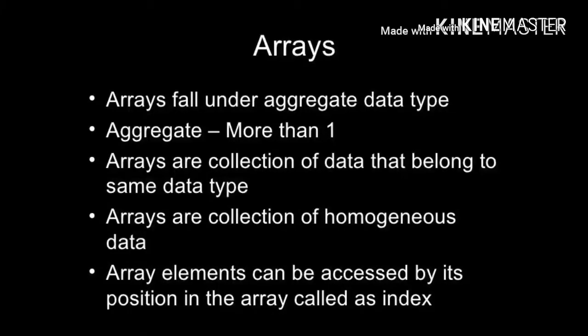Array is an aggregate data type, that is, it is a collection of similar data types and it requires contiguous memory allocation. That is, if an array value is stored at one location, then the very next value of that array will be stored at the very next location.